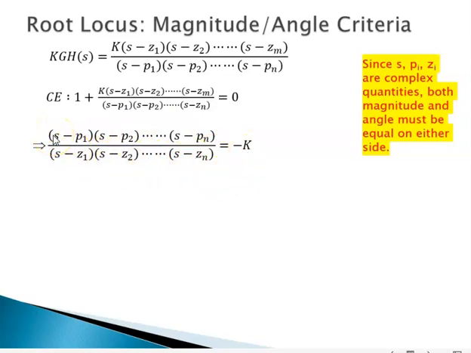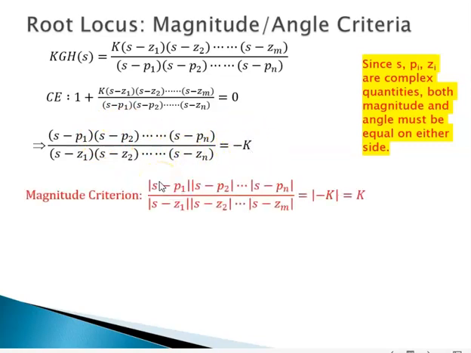Since s is a complex number, and p1, p2, p and so on, z1, z2, z and so on are complex numbers, the magnitude of the quantity on the left hand side should be equal to the magnitude on the right hand side. The angle of the quantity on the left must be equal to the angle of the quantity on the right hand side. That is what we are going to write down. Magnitude criterion: when you take the magnitude of a product, it is the product of the individual magnitudes.